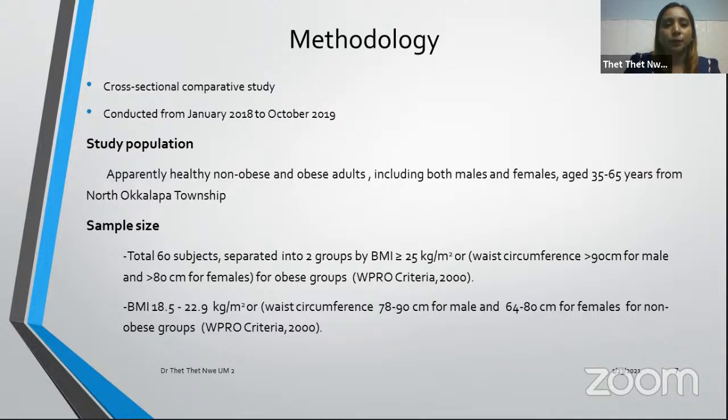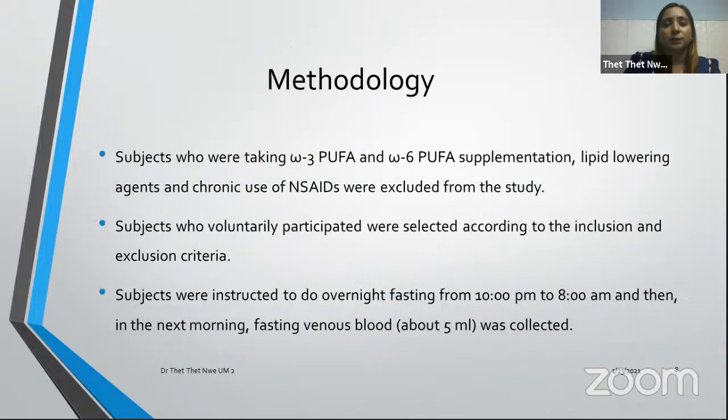BMI 18.5 to 22.9 kilogram per meter square or waist circumference 78 to 90 centimeter for male and 64 to 80 centimeter for female for the non-obese group. Subjects who were taking omega-3 PUFA and omega-6 PUFA supplementation, lipid-lowering agents, or chronic use of NSAIDs were excluded from the study. Subjects who voluntarily participated were selected according to the inclusion and exclusion criteria, and then they were instructed to do overnight fasting, and in the next morning, fasting venous blood about 5 ml was collected.